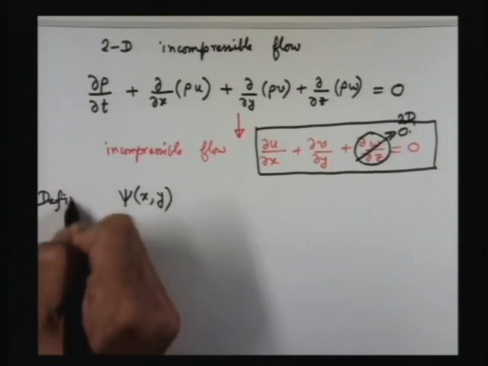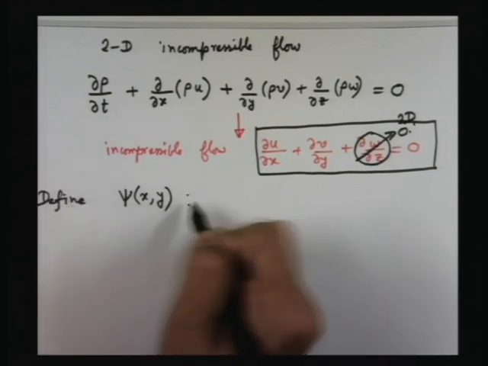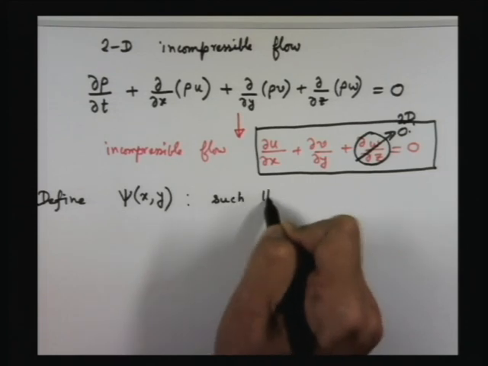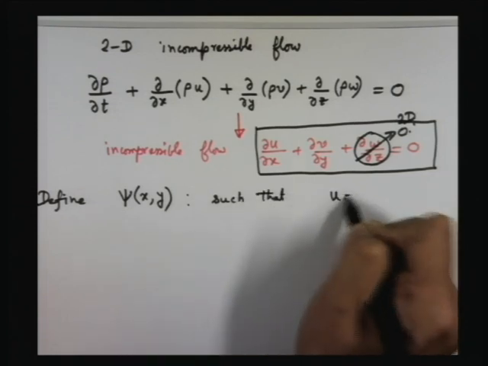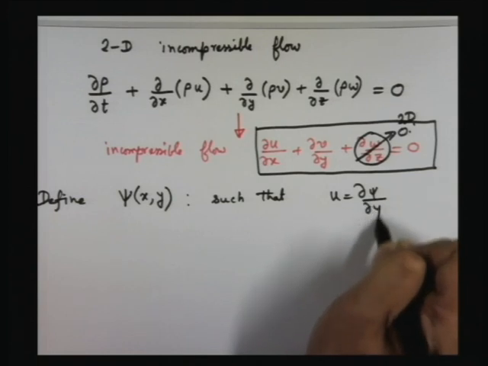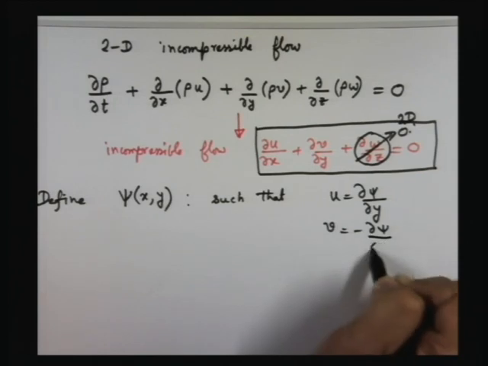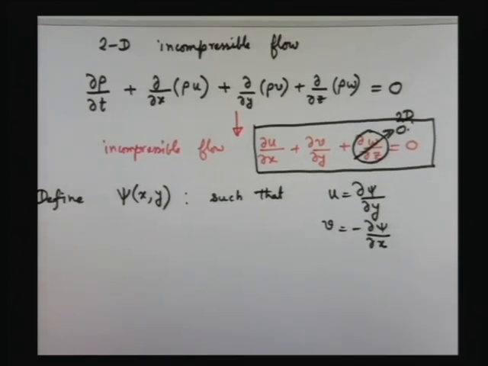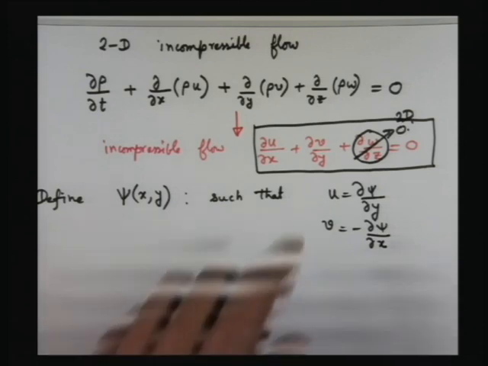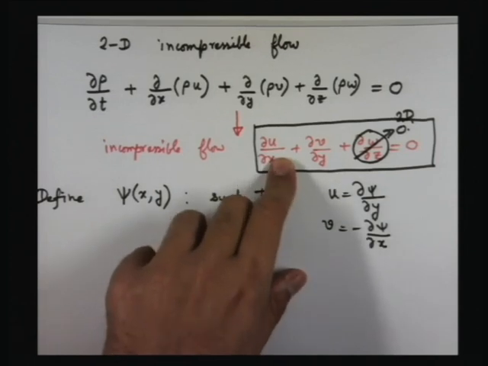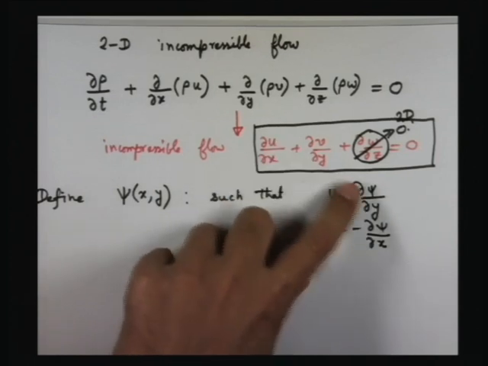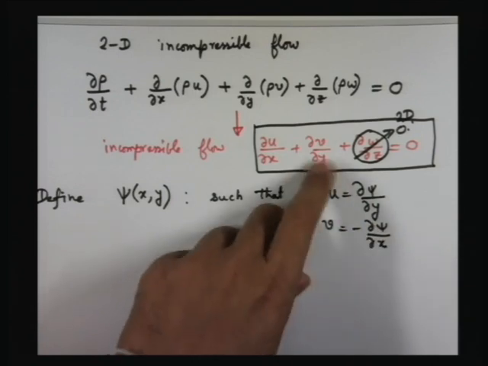Define psi such that u is equal to del psi del y and v is equal to minus del psi del x. Again, there is no sanctity on which should be plus and which should be minus. It is entirely up to you, because the objective is to satisfy the continuity equation. If you substitute u equal to del psi del y and v equal to minus del psi del x, it automatically satisfies the continuity equation.